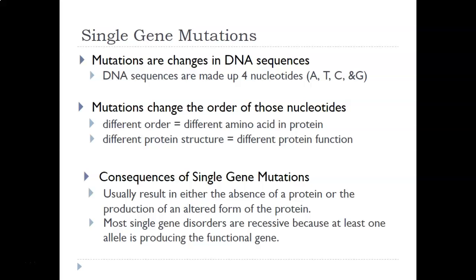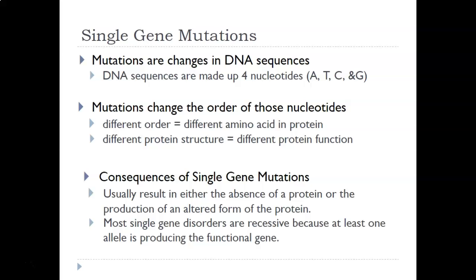So talking about single gene mutations, this was that first kind of branch of types of mutations. They're just changes in a DNA sequence. And just as a little refresher, DNA sequences are made up of 4 nucleotides, A, T, C, and G. Now the mutations are changes within those nucleotides, whether it's a single nucleotide like just an A, right, just adenine, or the amino acids that those nucleotides are coding for.